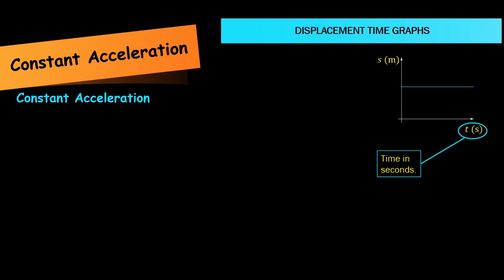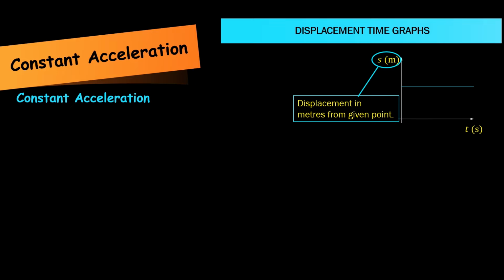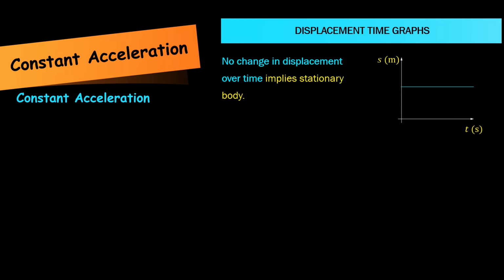This graph shows the time in seconds on the x-axis and the displacement in meters from a given point on the y-axis. This graph indicates that there is no change in displacement over time, and it implies that the body is stationary.